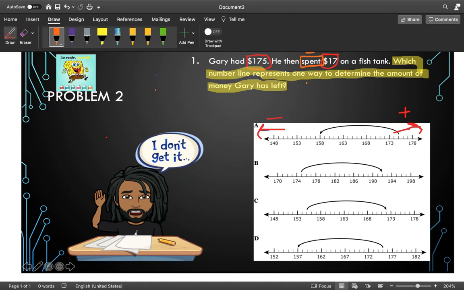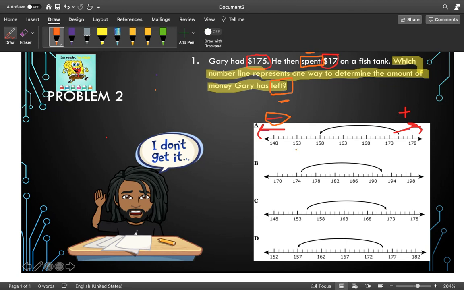Which number line represents one way to determine the amount of money Gary has left? And left is another key word, because we want to find out what's left. In order to find out what's left, we're going to be doing what again? Subtraction. Good job. So we already know that since we're dealing with subtraction, our endpoint, or our arrow, is going to be heading towards what side of the number line? The left or the right? Correct. The left. So we're going to circle that.